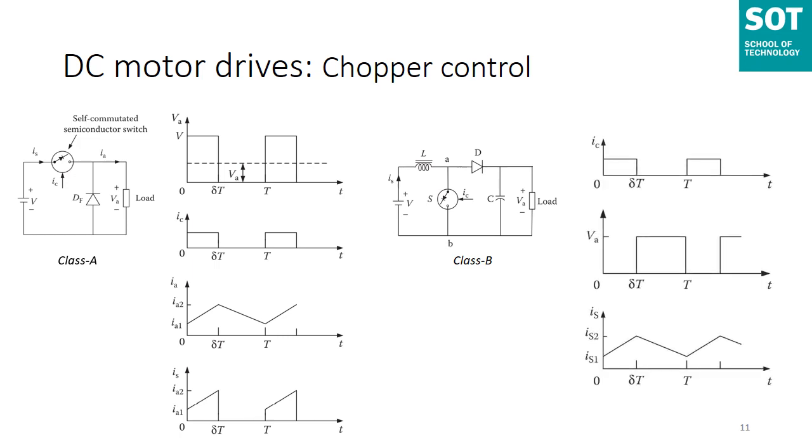If we look at the class B chopper, the configuration is a little bit different. This chopper is called a class B chopper or step up chopper. The presence of control signal IC indicates the duration for which the switch can conduct in forward bias. During a chopping period T, this switch remains closed for an interval from 0 to delta T and remains open for an interval from delta T to T.